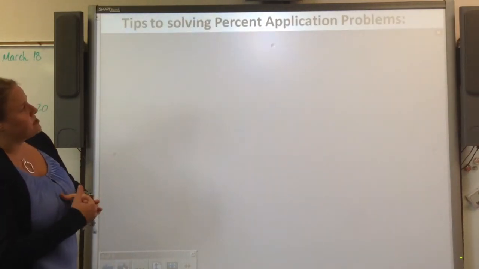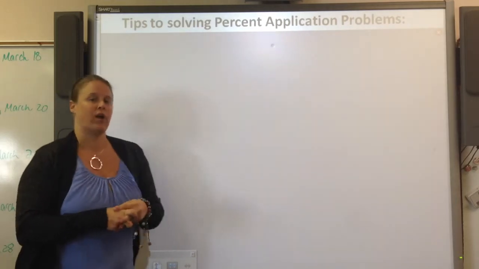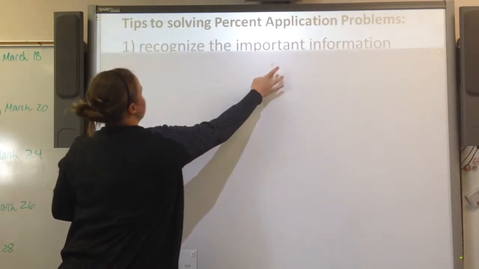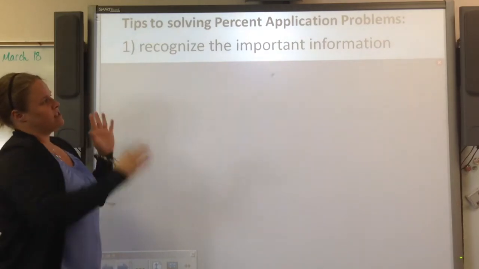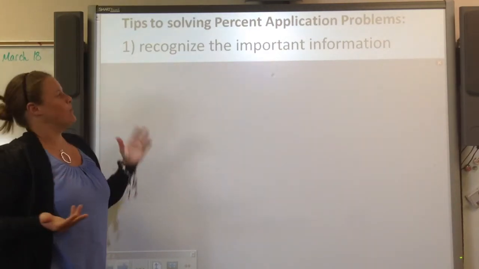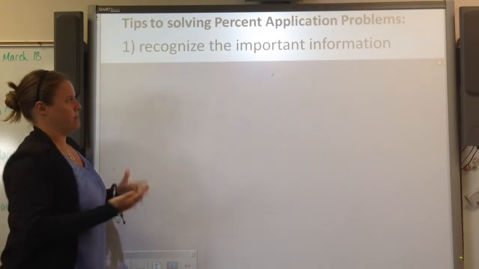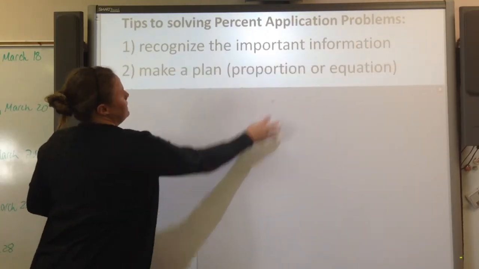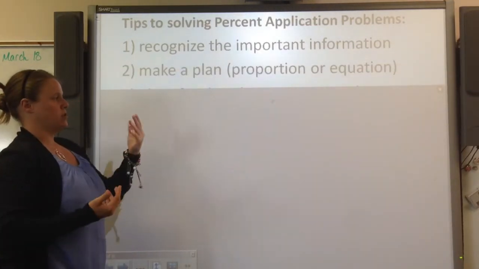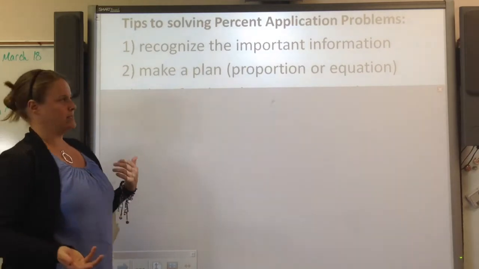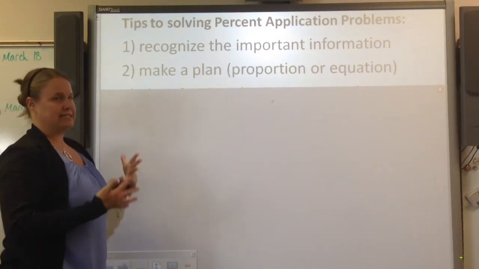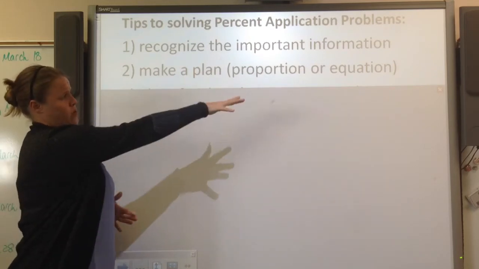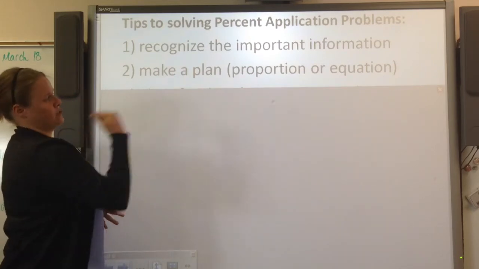Next thing, tips to solving percent application problems. Step 1, recognize the important information in the problem. This is no different than any other problem we do. What's important about the problem? Step 2 is to make a plan, whether you're going to solve proportionally or equation-wise. I'm going to stick to teaching with the proportion method. That way I'm consistent in what I'm doing. If you prefer the equation and the decimal, that's fine, but I'm going to do the proportion.